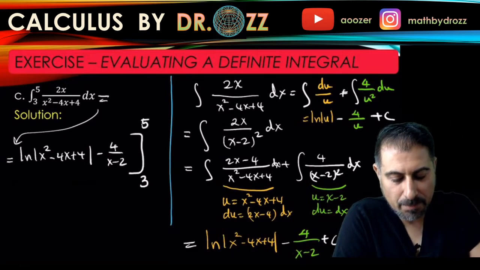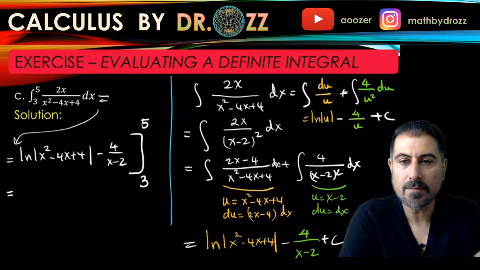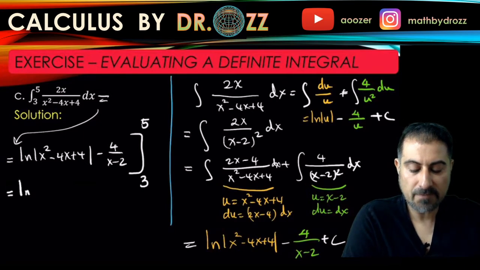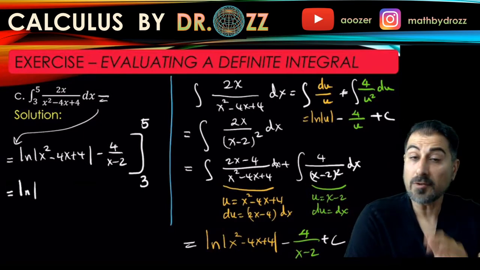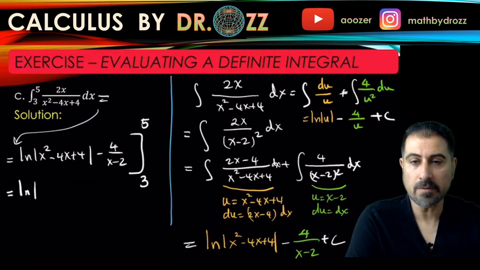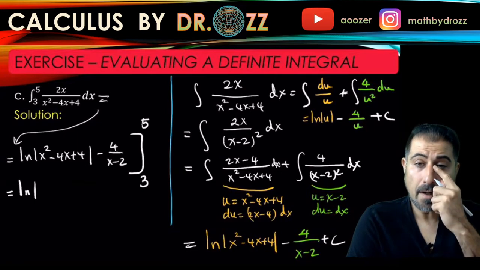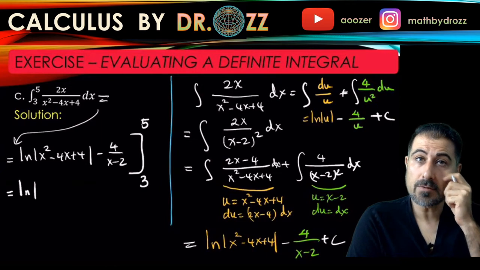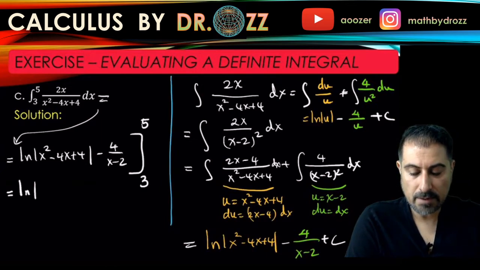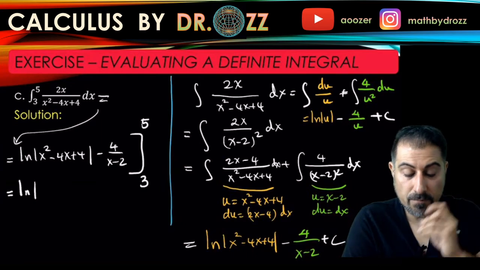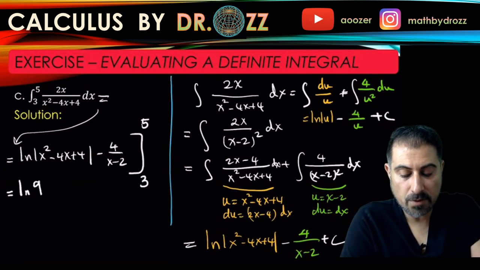All right, so I'm going to plug in 5 here. So ln of 5 squared minus 4 times 5 plus 4. 5 squared is 25. You can use your calculator anytime you want. You can pause the video and go at your own pace here. The first term is going to give 5 squared minus 20, that's 5, and 5 plus 4 is 9. So here we go, ln 9, and I don't need the absolute value sign for that. ln 9 minus 4 over 3.